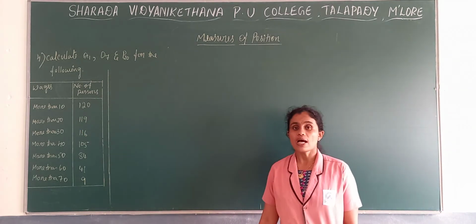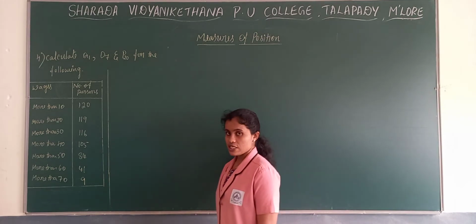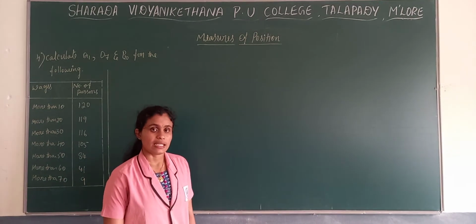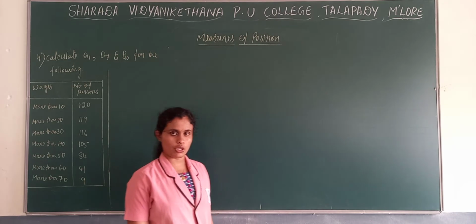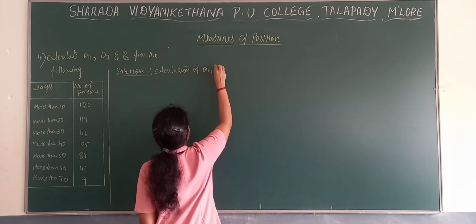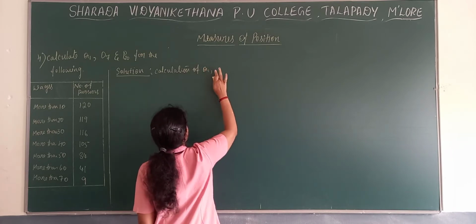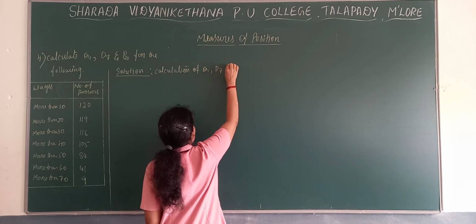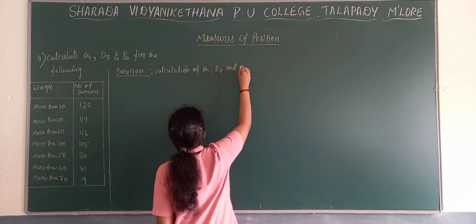But here we have MCF values. From MCF we need to find frequency, then from frequency we need to find LCF. Now we will see the solution. Calculation of Q1, D7 and P20.